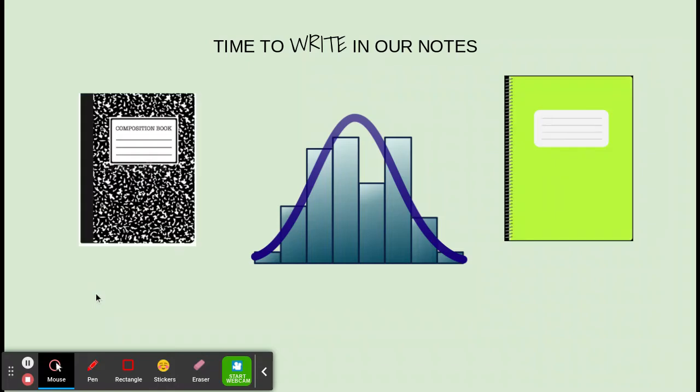Okay, so now you have to write in your notes, and in your notes, all you have to do is match the definitions with the 1, 2, 3, 4 words.